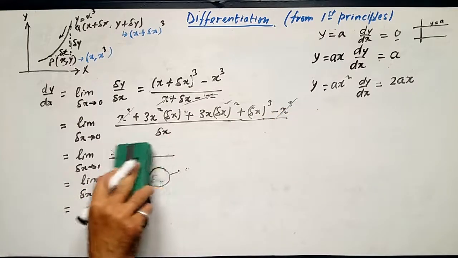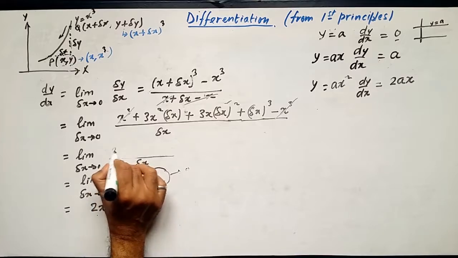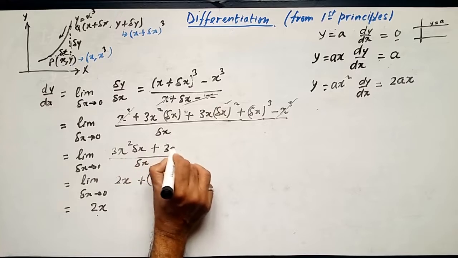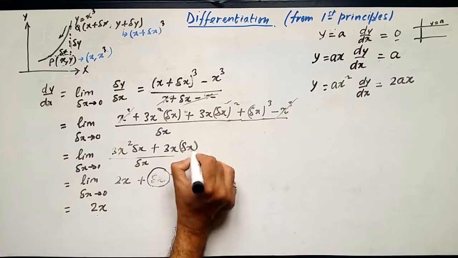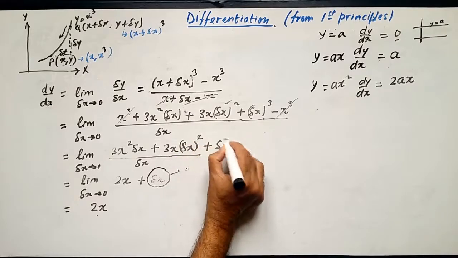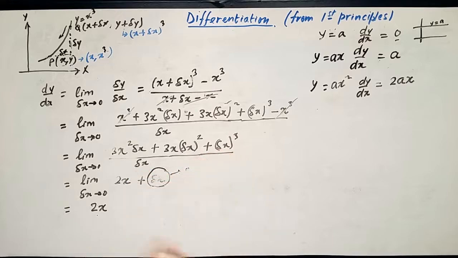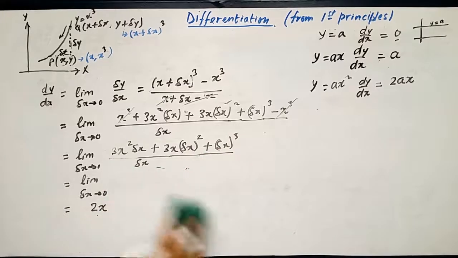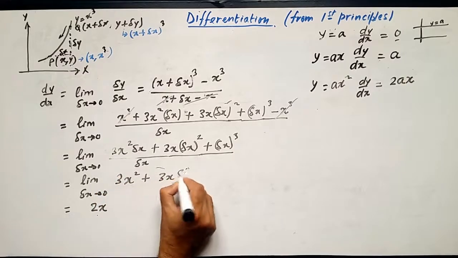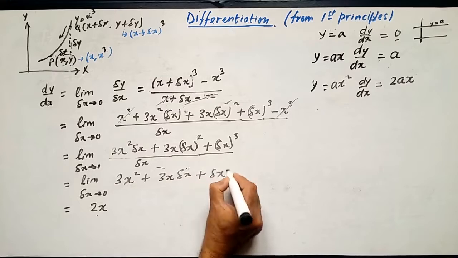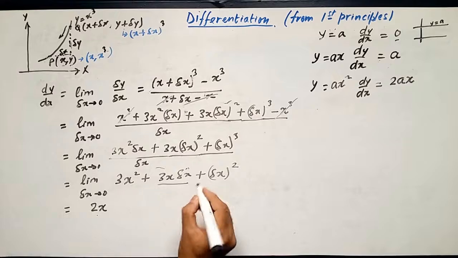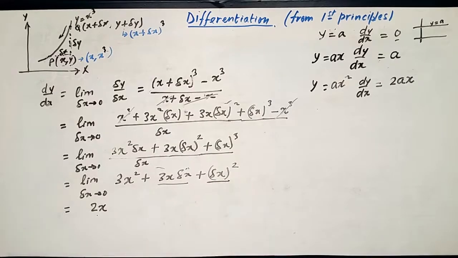So we will be left with 3x squared delta x plus 3x (delta x) whole squared plus (delta x) whole cube, all divided by delta x. So the final expression we will be left with is 3x squared plus 3x delta x plus (delta x) whole square. Now we know that delta x is approaching 0. This expression will approach 0 and this expression will approach 0.